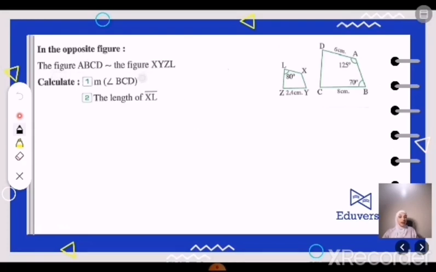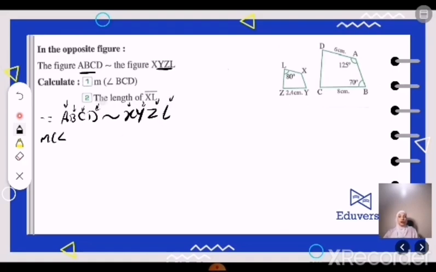The figure ABCD is similar to the figure XYZL. Before going to the figure, we can get what we need from the similarity. Since ABCD is similar to XYZL, the measure of angle A equals angle X, angle B equals angle Y, angle C equals angle Z, and angle D equals angle L.